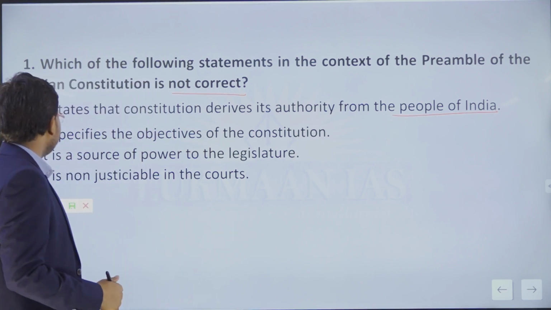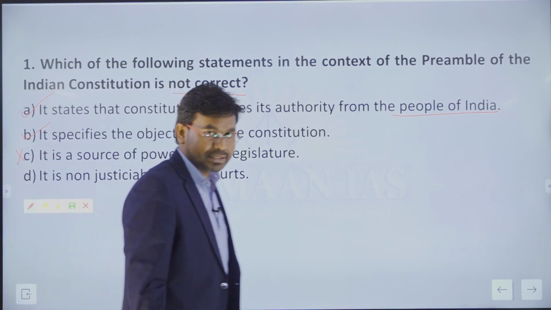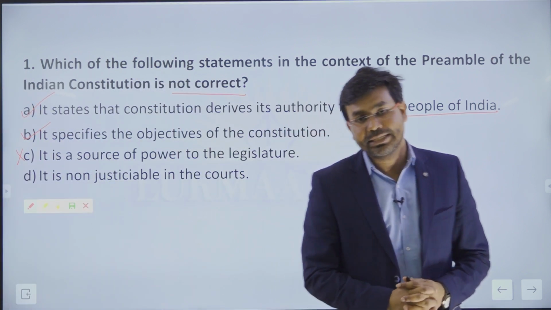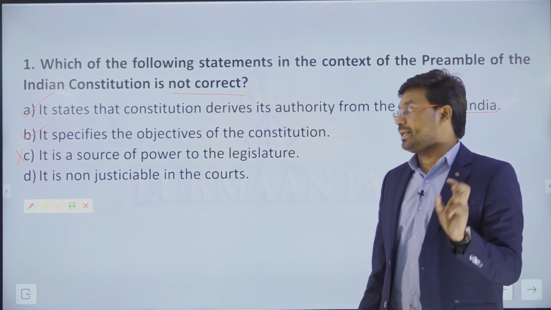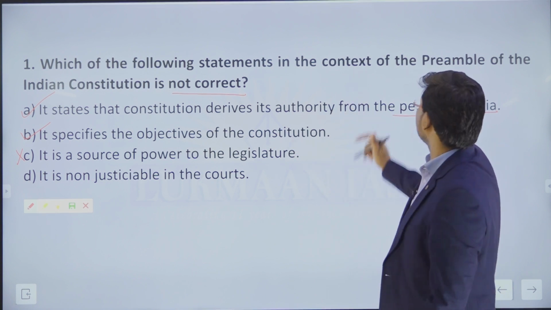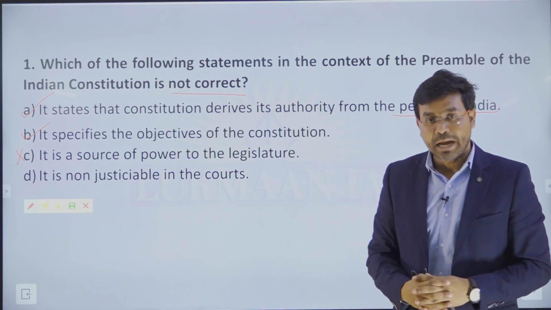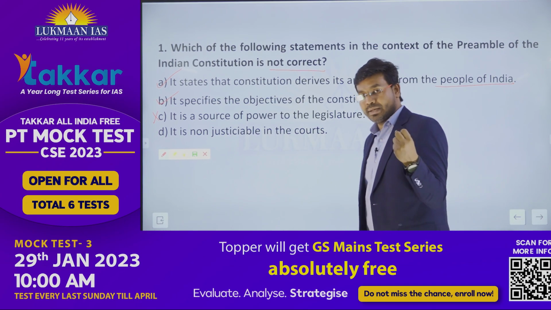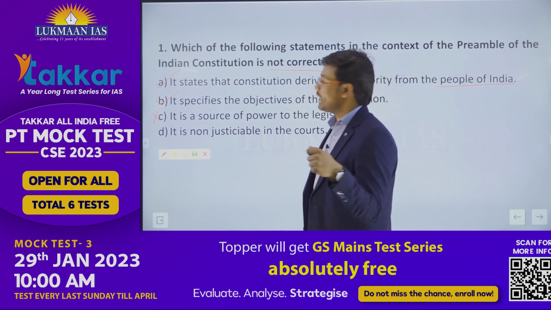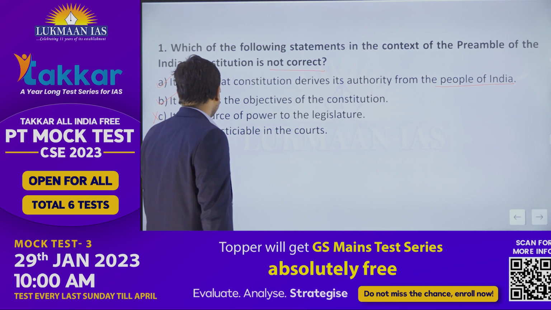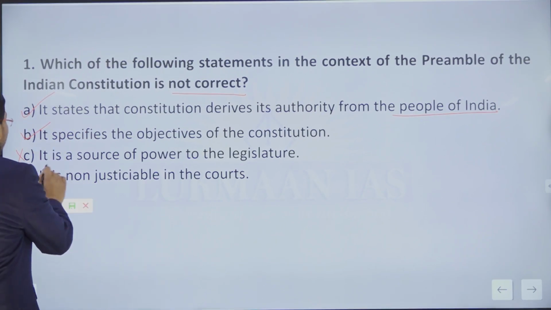Then third, it says it is a source of power to the legislature. This statement is incorrect because it is neither a source of power for the legislature nor a prohibition nor a ban on the power of the legislature. The preamble of the Constitution does not talk about whether the legislature is going to have power, it does not say that the preamble is the source, and it does not bar the legislature from its powers.